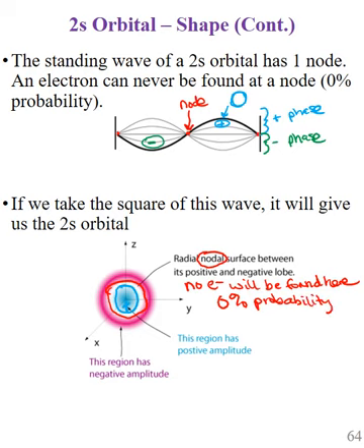Okay, and then we have our negative lobe. The negative lobe is this kind of reddish circle right there. That is coming from this negative part of the standing wave.